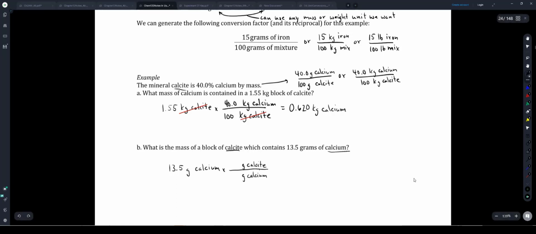So let's go back to our conversions. We had 40 grams of calcium is 100 grams of calcite. So 40.0 grams of calcium. It's okay if you write this as its reciprocal, that's totally fine, so long as you keep the number with the unit. 40 grams of calcium is 100 grams of calcite. So grams of calcium cancel.